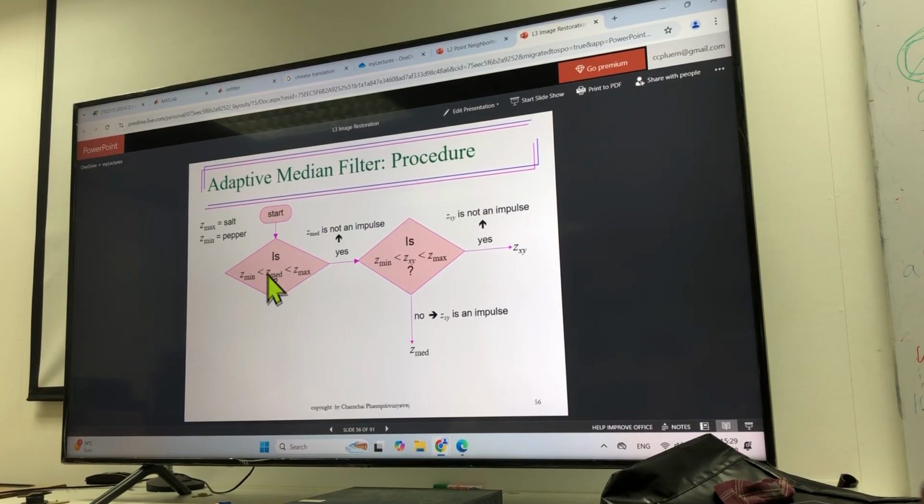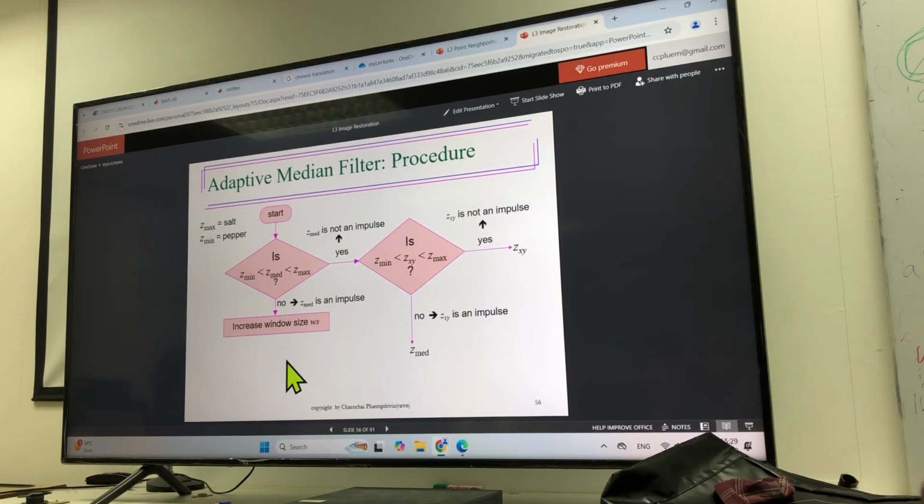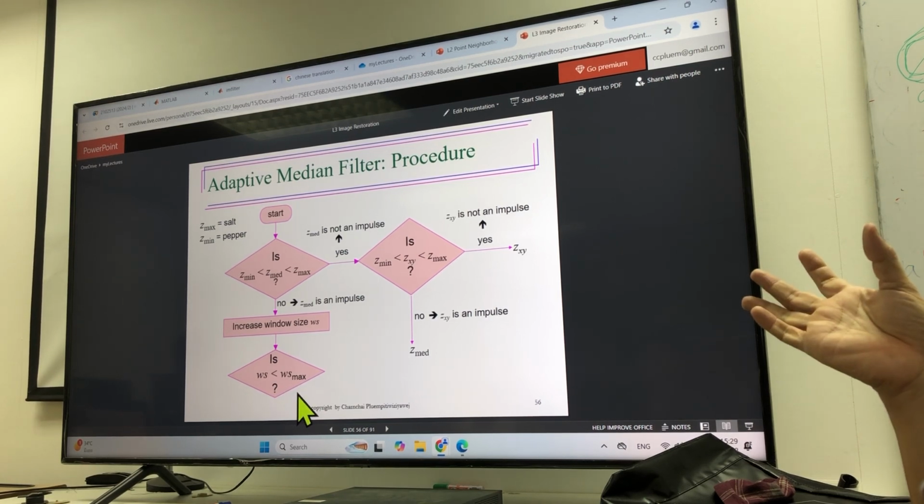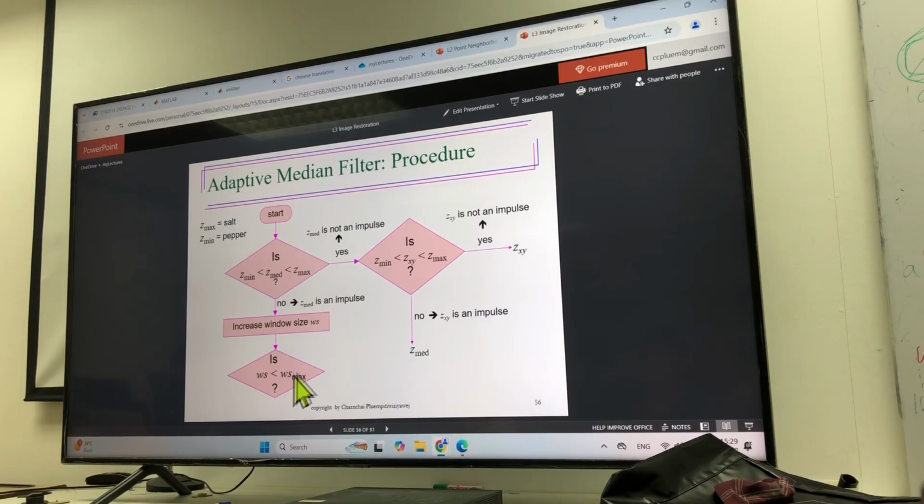However, if in this case it's not in between, but it's equal to salt or pepper, then your window is too small. If your window is too small, you increase the window size from 3x3 to 5x5, and then you check. You don't want the window size to be too large. You want to check whether or not it's still less than WS.